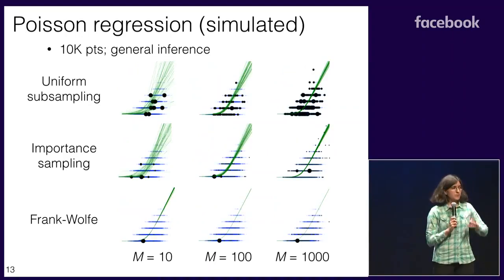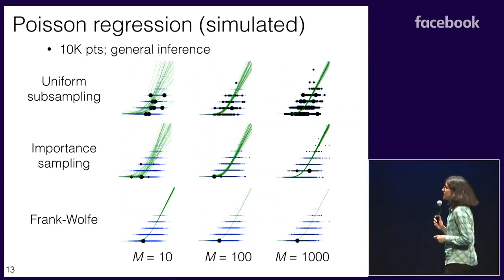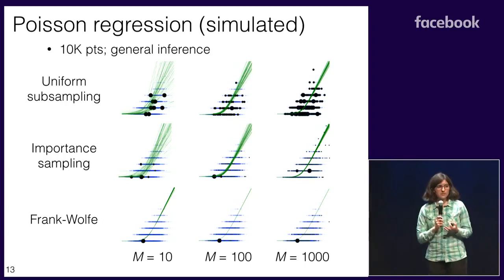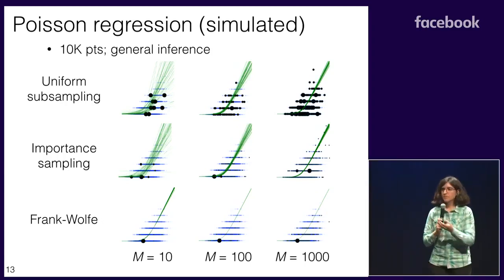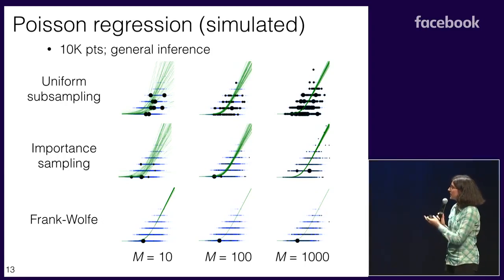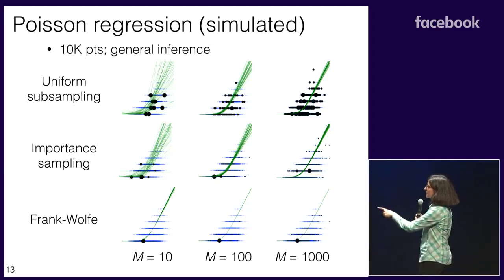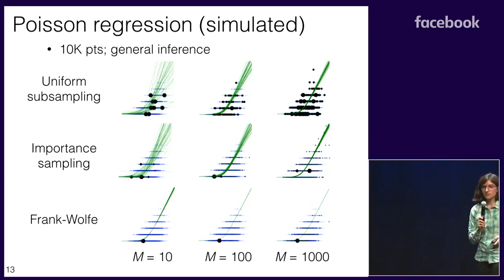Okay, we can see this again for Poisson regression, for another example. So here our observations are integer valued. So we can pick out, again, 10 points, 100 points, 1,000 points, and we see that we get these much better estimates, these much less noisy estimates with these Frank-Wolfe core sets.